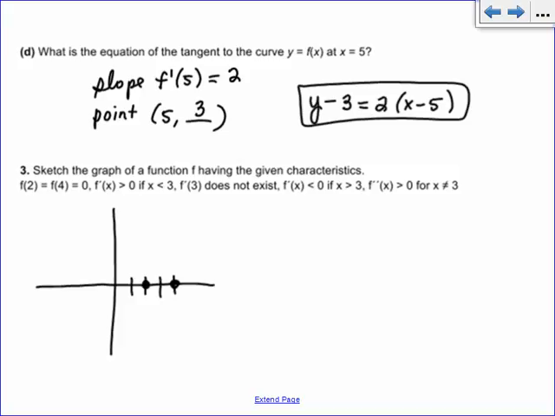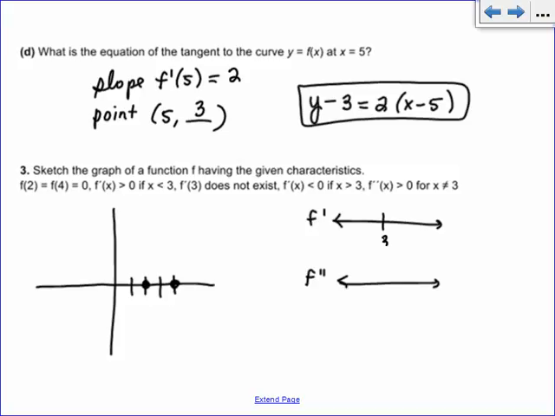And then it gets a little confusing because it says f prime of x is greater than 0 for x values less than 3. F prime of 3 does not exist. F prime of x is less than 0 for x is greater than 3. And f double prime is greater than 0 for x is not equal to 3. Okay, that's a lot of information to process. So sometimes when I do these types of problems, I like to write my little number line off to the side. So I'm going to do it for f prime and f double prime.